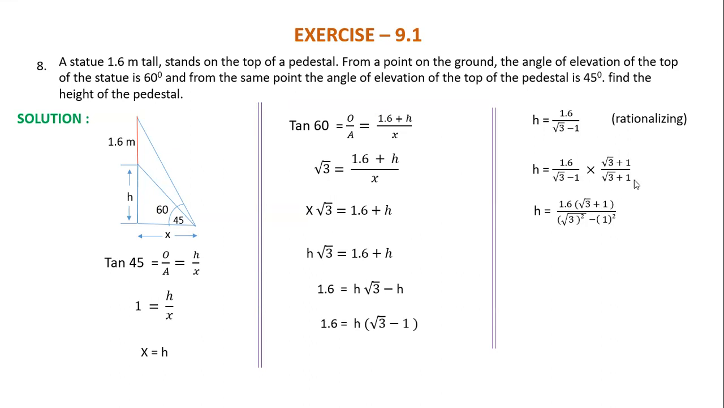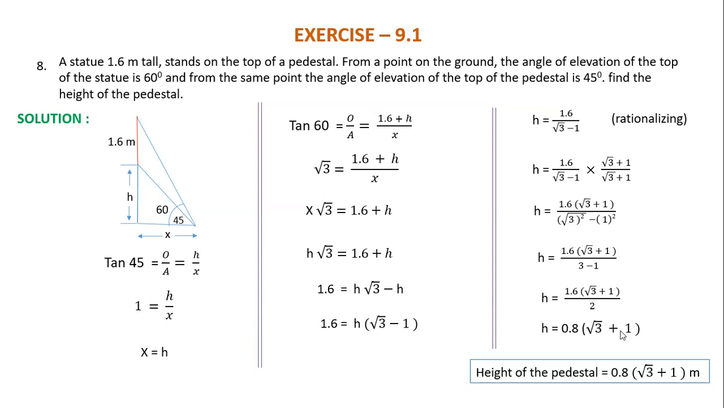This is a minus b, a plus b, which gives a square minus b square. That means root 3 square minus 1 square. Root 3 square is 3 and 1 square is 1. So 3 minus 1 is 2. So you cut this, and it becomes 0.8 into root 3 plus 1.